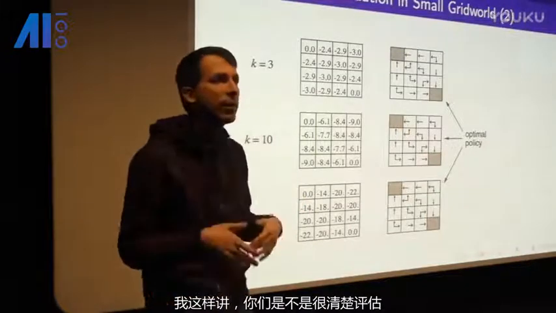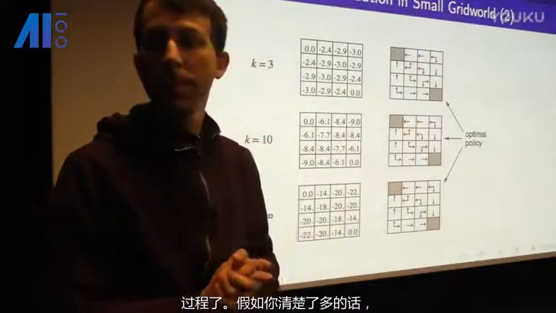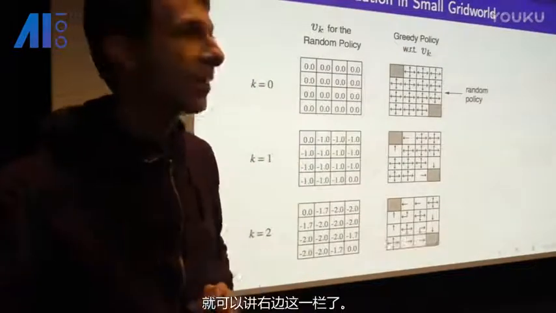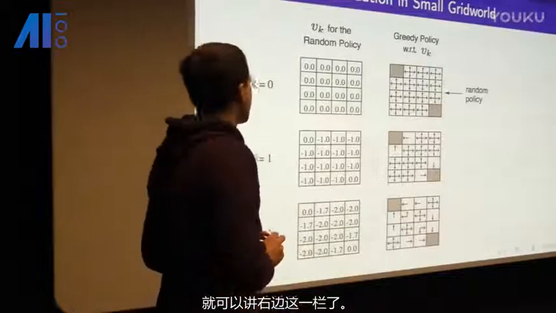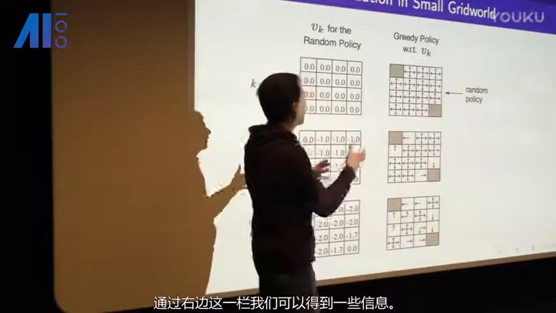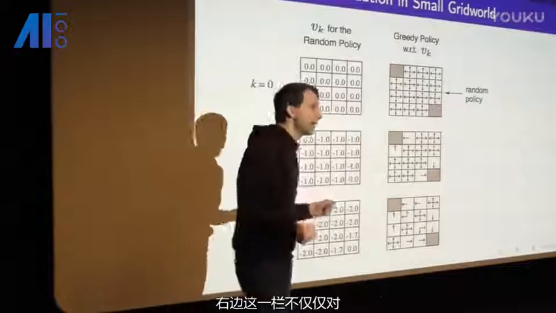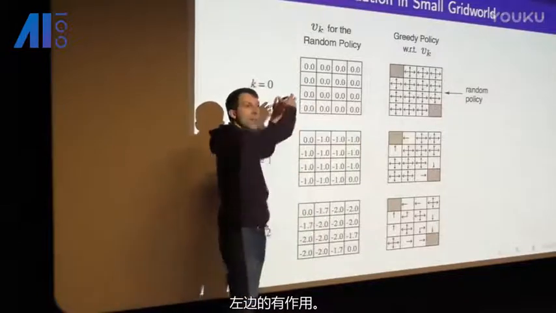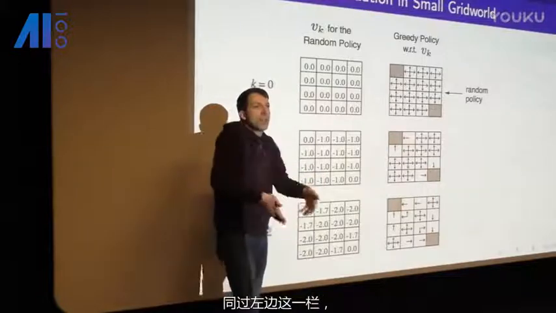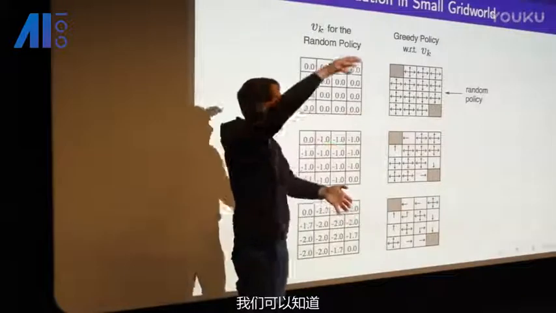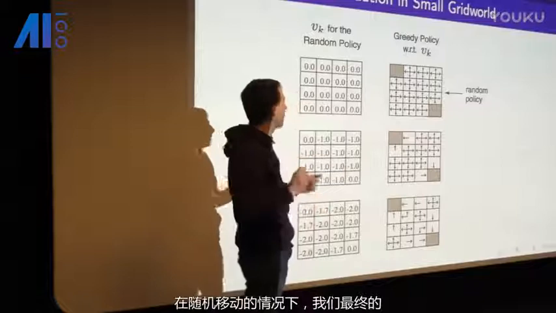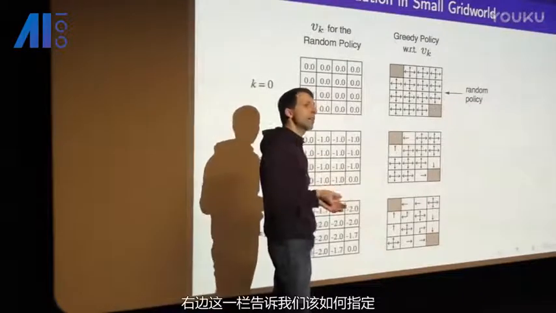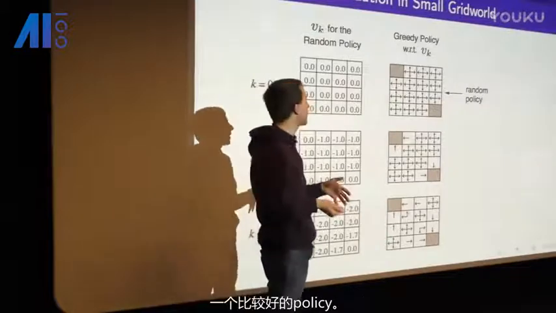Is that clear, this process of iterative evaluation? So now, if that's clear, we can talk about the right-hand column. It's just for information now. It's telling us that not only has this been useful because it's been an iterative process that tells us how much reward we're going to get when we wander around randomly, and that converges on the true value function, it also tells us how to make a better policy.